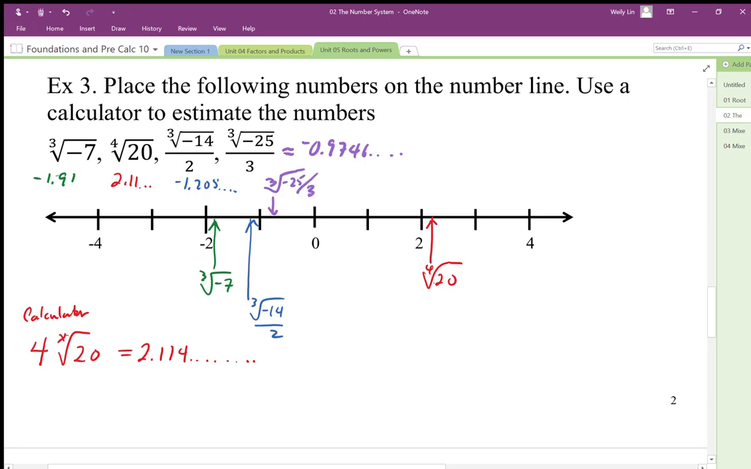Okay, so there we have where we can put these on the number line. Now these are all decimal values that do not repeat and do not terminate. So these are irrational numbers.